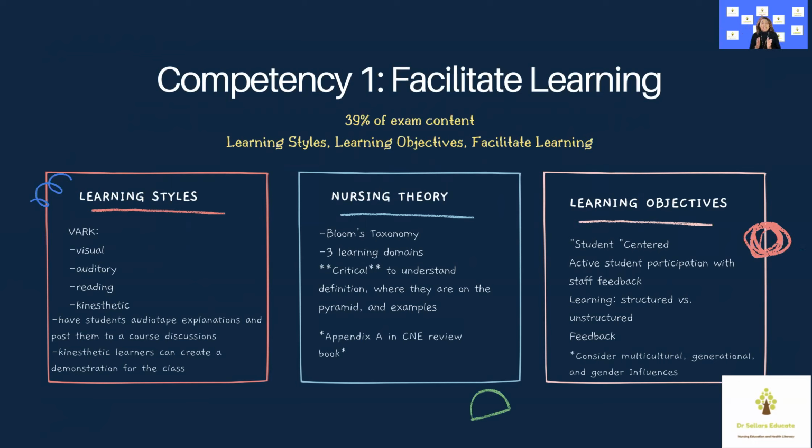All right, let's take a look at content before we wrap up our time together. Competency 1, remember, competencies 1 and 2, which are around facilitation of learning, both of them together are 50%. That's right, half of your exam, 75 questions. Competency 1 is 39% of the content, focusing on learning styles, learning objectives, and facilitating learning.